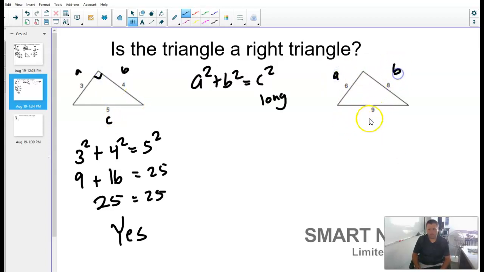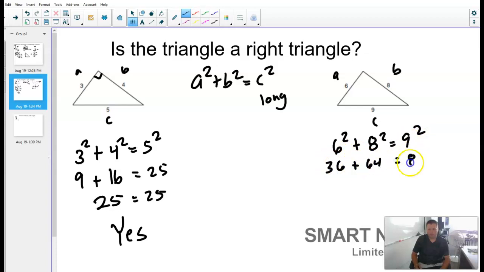If I looked at this one, again I did the same thing. There's A, there's B, because this has to be C. Again, it doesn't matter which one of those are. I'd go 6 squared plus 8 squared has to be equal to 9 squared. So this would be what, 36. This would be 64. And this would be 81. If I add those two together, that gives me 100, which does not equal 81. See how they're not equal? So this would be no, they are not right triangles. They have to be equal to each other for that to be the case because of this Pythagorean theorem or this rule that we have.